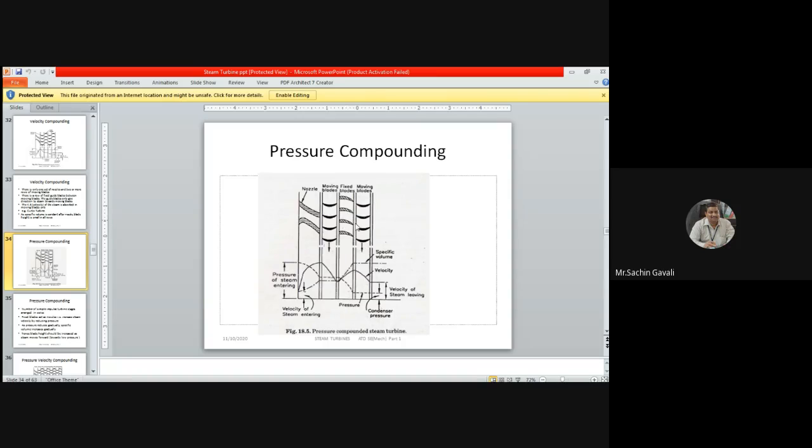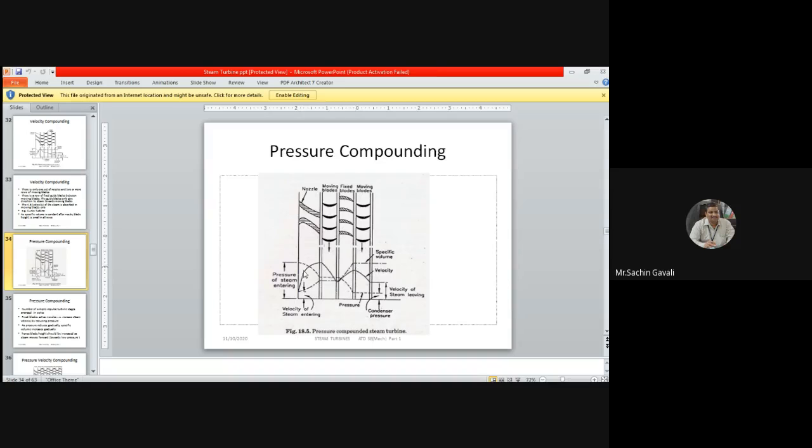So what happens here? Pressure should go on decreasing. Here in the nozzle, the pressure goes on decreasing and velocity goes on increasing. Afterwards, in the moving blade, velocity goes on decreasing. The dark curve is of the velocity and the dotted curve is of the pressure. Afterwards, pressure will remain constant through the moving blades, because it is an impulse turbine. When the nozzle comes, only then does pressure decrease and velocity increase.